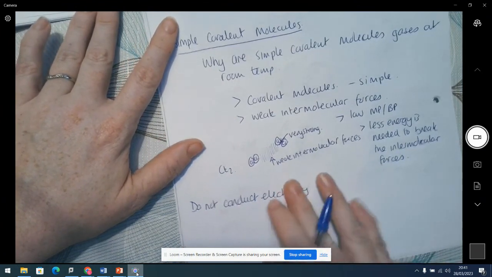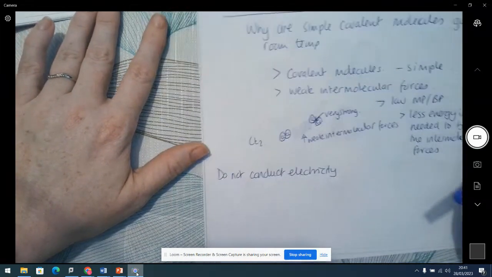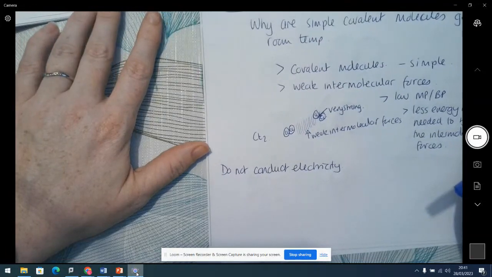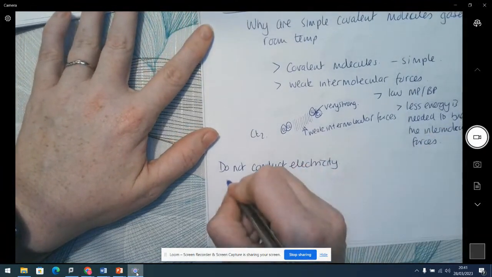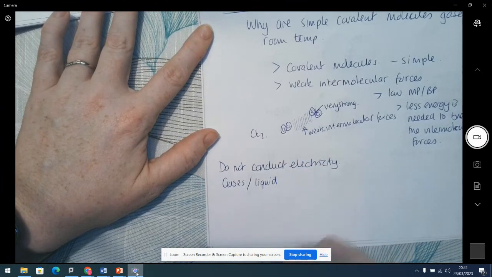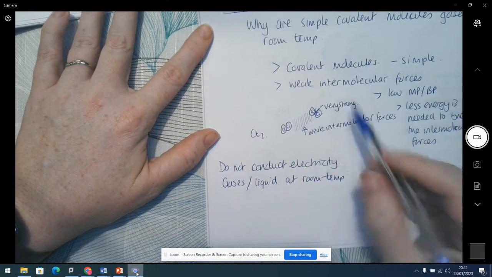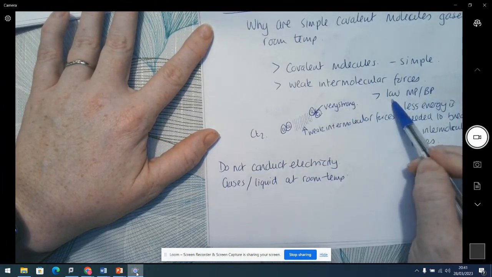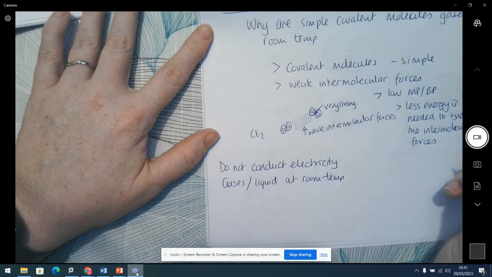And the reason being is you don't have any ions involved here, and you don't have any delocalized electrons involved here. So therefore, it doesn't, in fact, conduct electricity. So you do need to know that. They are usually gases. They can also be liquids. So water, for example, at room temperature. And we know why. They have these weak intermolecular forces, which makes them have a low melting and boiling point, so less energy is needed to part the molecules. So therefore, that's why they've got a low melting and boiling point.